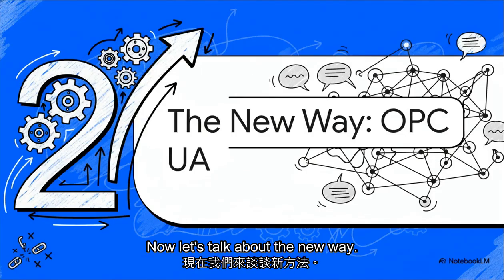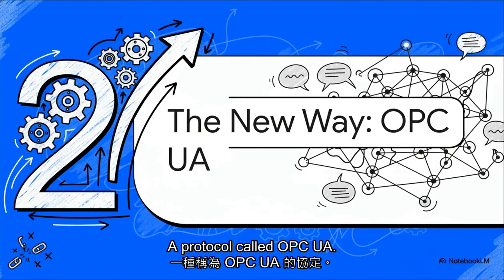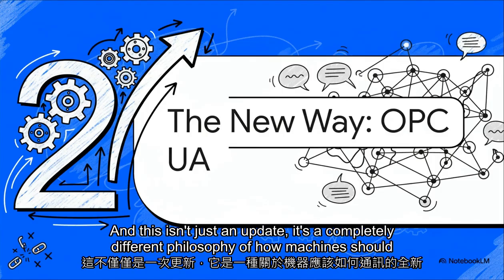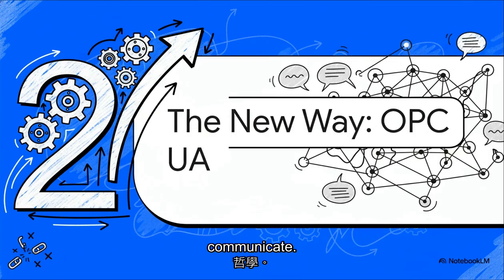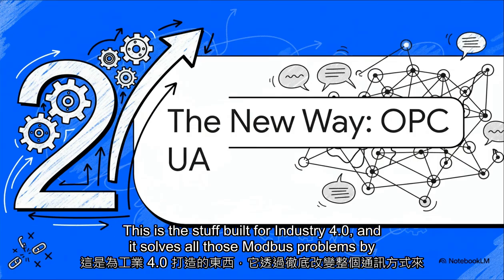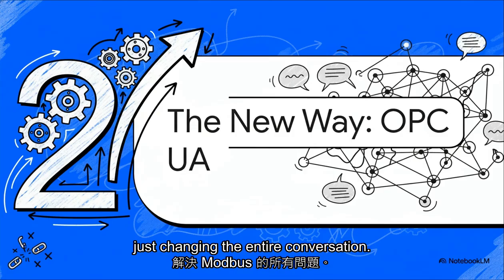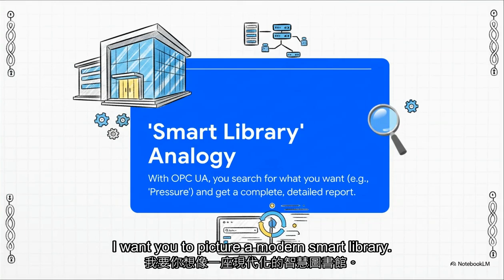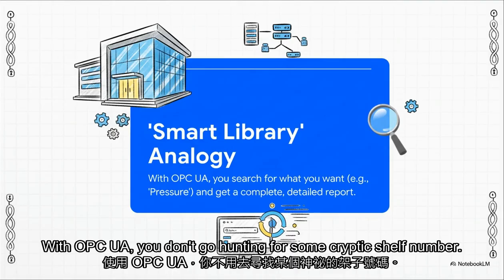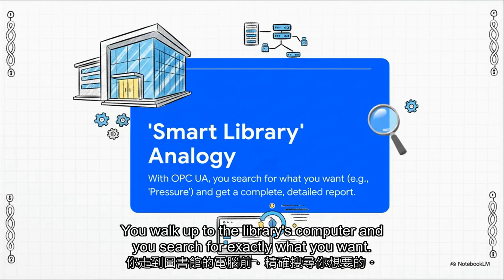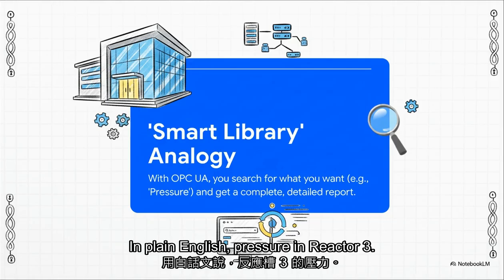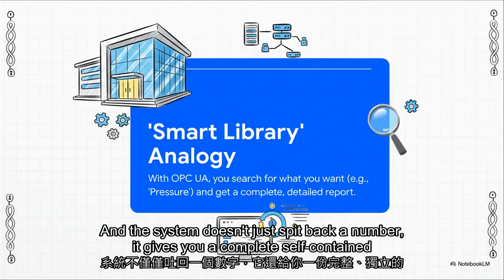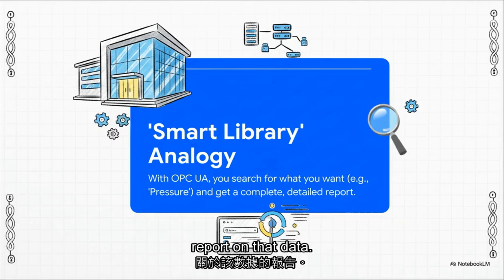Okay, so that was the old way. Now let's talk about the new way, a protocol called OPC-UA. And this isn't just an update, it's a completely different philosophy of how machines should communicate. This is the stuff built for Industry 4.0, and it solves all those Modbus problems by just changing the entire conversation. So forget the old, dusty warehouse. I want you to picture a modern, smart library. With OPC-UA, you don't go hunting for some cryptic shelf number. You walk up to the library's computer and you search for exactly what you want, in plain English, pressure in reactor 3. And the system doesn't just spit back a number, it gives you a complete self-contained report on that data.